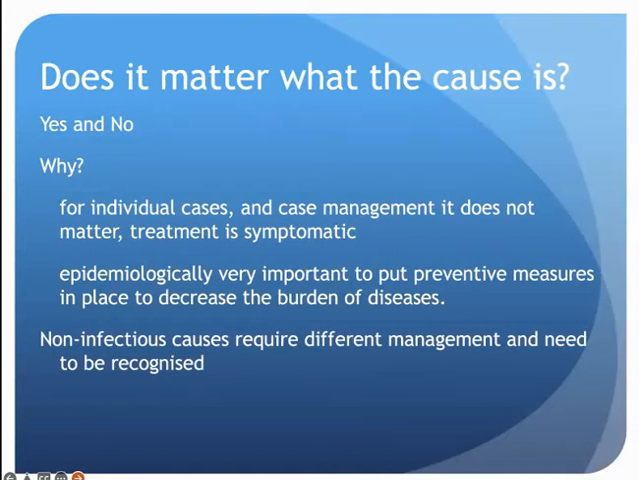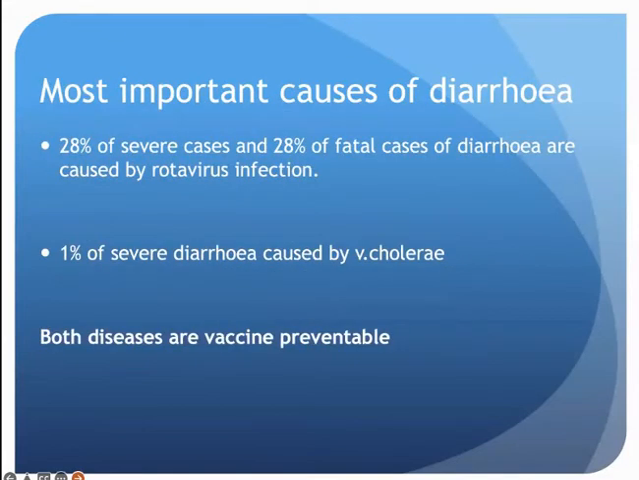Non-infectious causes are going to require different management, and need to be recognized. However, you would only look at this once you have excluded an infectious cause. So let's quantify our diarrhea. What are the most important causes? 28% of severe cases and 28% of fatal cases of diarrhea are caused by rotavirus infection. So 50% of the infections that are going to cause us most problem are caused by rotavirus.